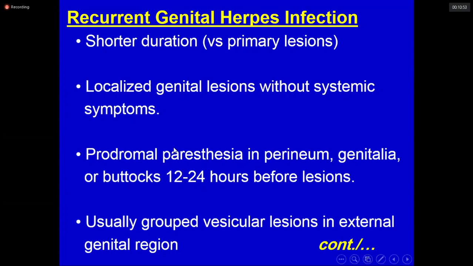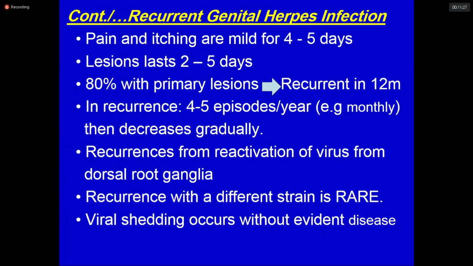Usually the patients suffer from a prodromal paresthesia, like tingling, in the perineum, in the genitalia, or buttocks, for 12 to 24 hours before the lesions appear. Even the patient sometimes knows that lesions will appear with recurrence. Usually grouped vesicular lesions in the external genital area. The patient suffers from pain. It's painful. Itching, mild, for 4 to 5 days, a bit shorter period. The lesions may last between 2 to 5 days, again shorter.